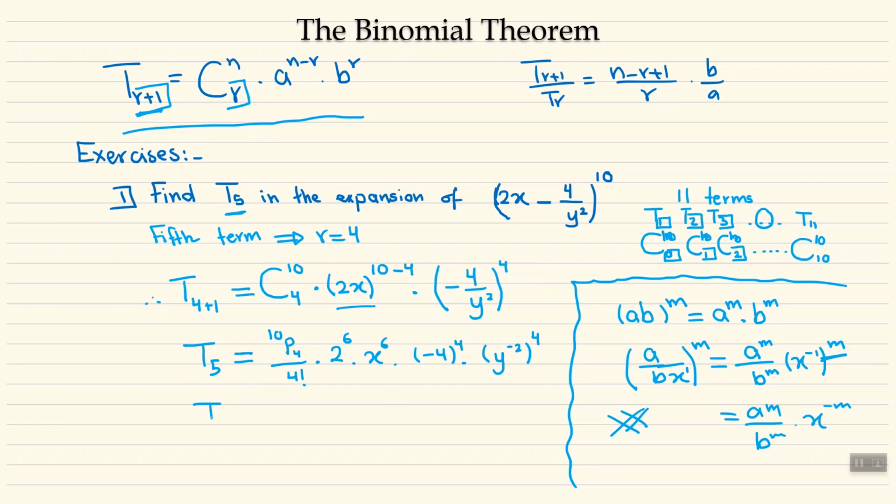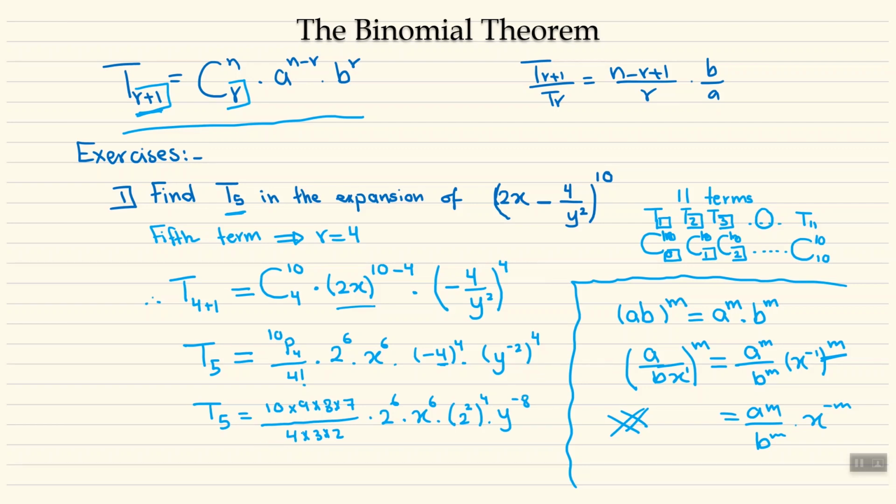Now what do we do? T5 equals 10 permutation 4, numbers starting with 10, so 10 times 9 times 8 times 7 over 4 factorial, which is 4 times 3 times 2, times 2 to the power of 6 times x to the power of 6 times. When you give a negative the power of 4, it becomes positive because a negative to an even power is positive. And you have 4 to the power of 4. You can write this 4 as 2 squared. So 2 squared to the power of 4. Instead of 4, 2 squared. Why? Because I will add these powers together. It's the same base. Times y to the power of minus 8. Multiplying these two powers together.